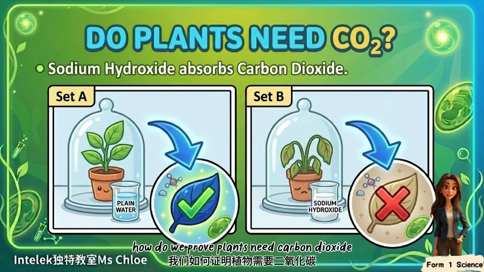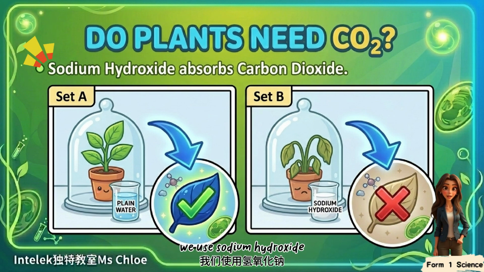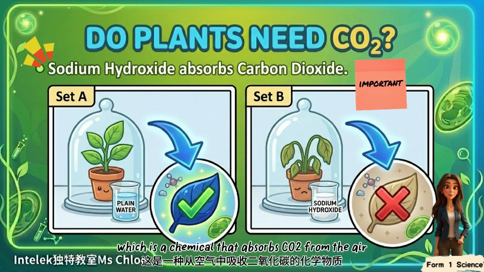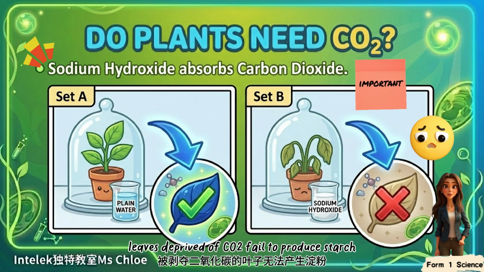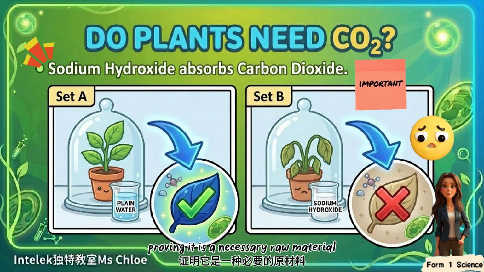How do we prove plants need carbon dioxide? We use sodium hydroxide, which is a chemical that absorbs CO2 from the air. In experiments, leaves deprived of CO2 fail to produce starch, proving it is a necessary raw material.